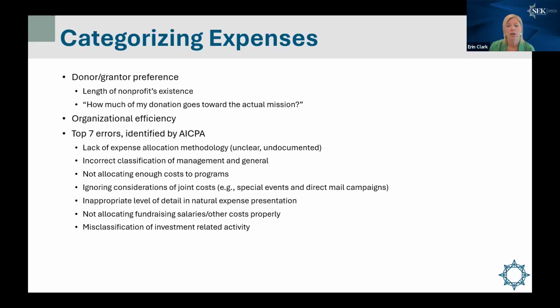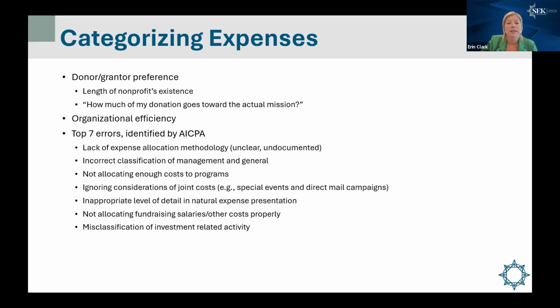Ignoring considerations of joint costs, and I have a few slides coming up on that, but there are special events and other situations where an expense might be a joint cost, which means it has both a fundraising component and also a programmatic or G&A component where you would allocate across multiple programs. And we'll talk about that here shortly as well.